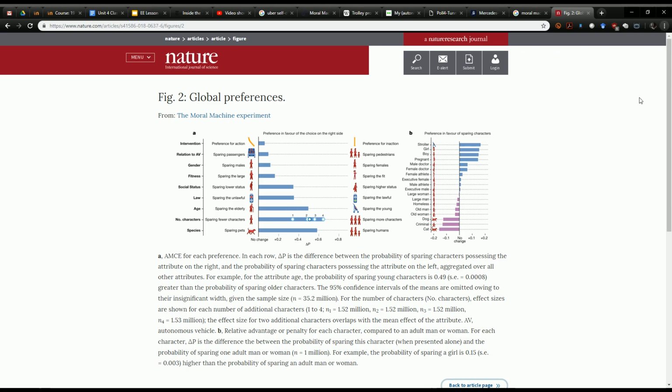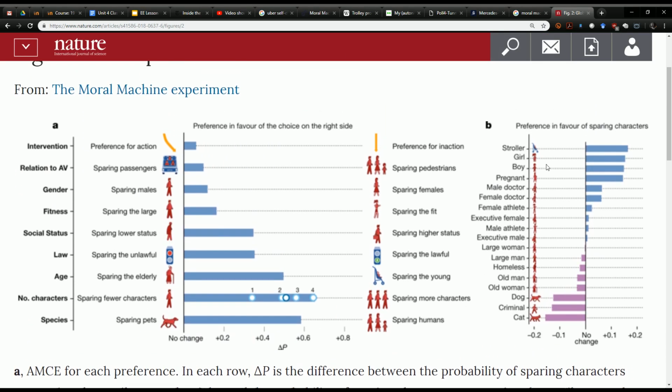One thing I want to point out here is that people generally are most likely to save strollers, little babies, and then boys and girls, and then pregnant women, and then doctors, then athletes, and then executives, and then fat people. They're less likely to save homeless people, old people, dogs, criminals, and cats. Cats, no one wanted to save. Cats were less popular than even criminals.